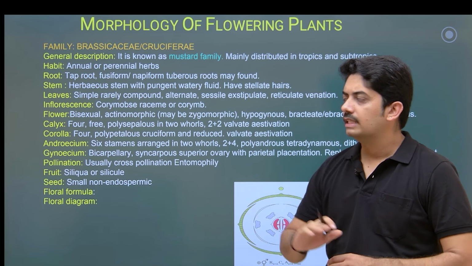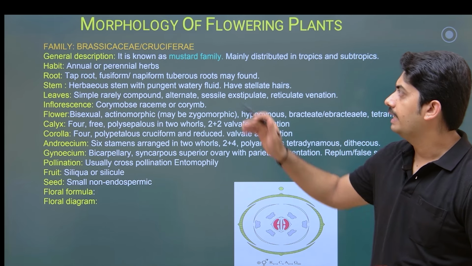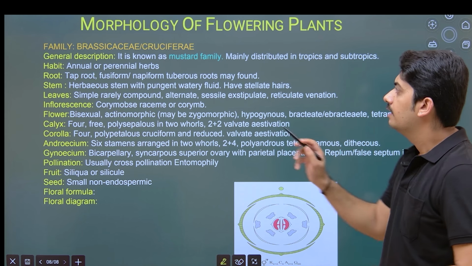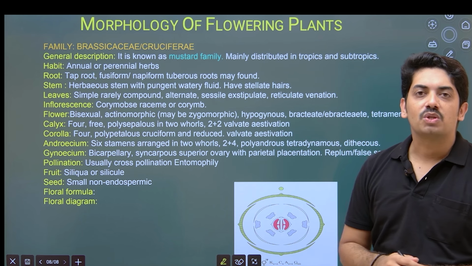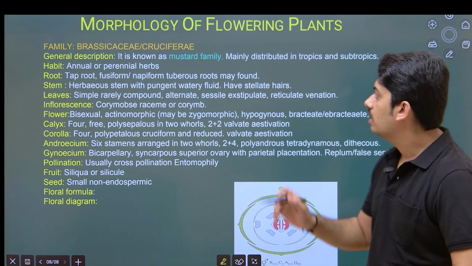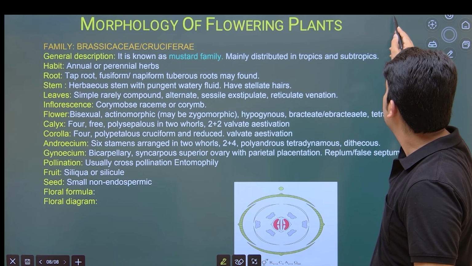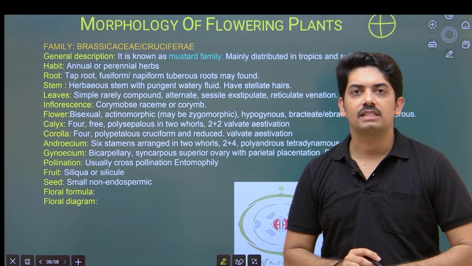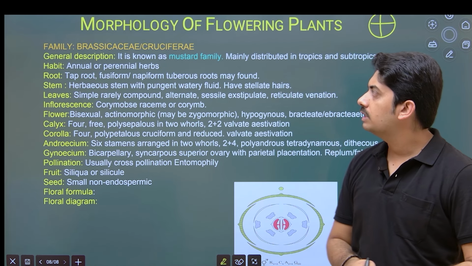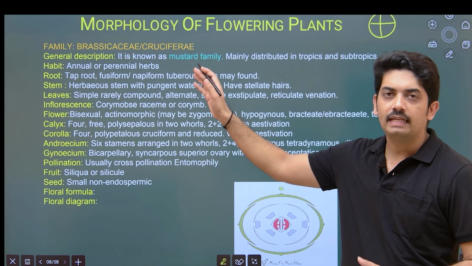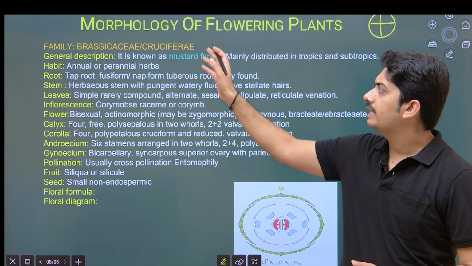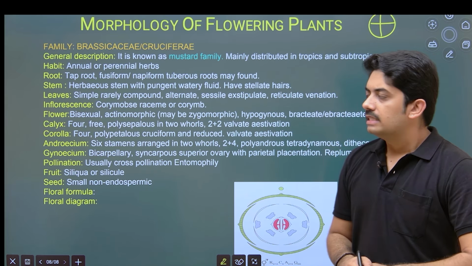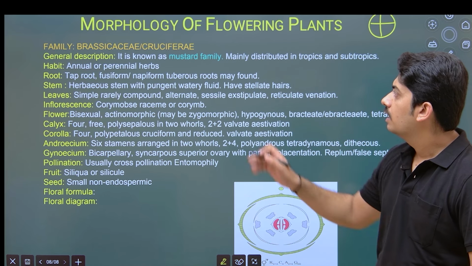The first one is Brassicaceae, or it can also be known as Cruciferae. Can you imagine why the name is Cruciferae? Because their petal arrangement is cruciform, like a plus mark. So the name of the family, Cruciferae, is the old name. The new name is Brassicaceae. General description we will see.